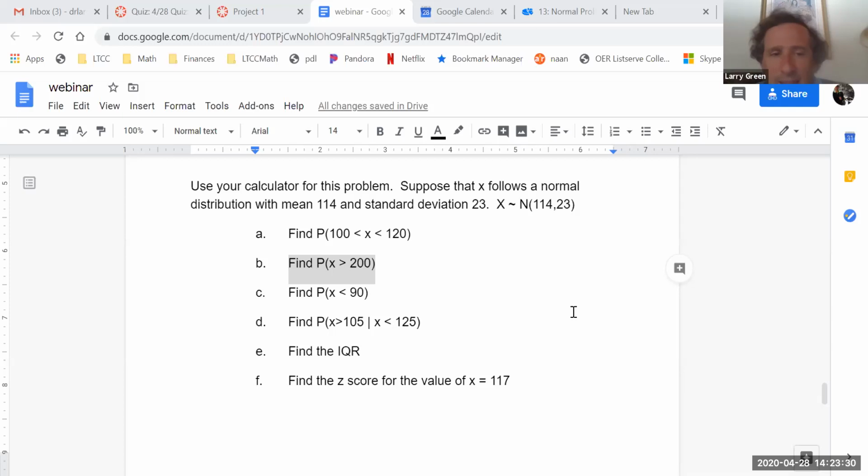So I gave you the link, and then you can go find that probability. Let's see what you get. We want the probability that X is greater than 200. We're still on a mean of 114 and a standard deviation of 23. I'll give you a minute. Again, you'll have to go to that link.